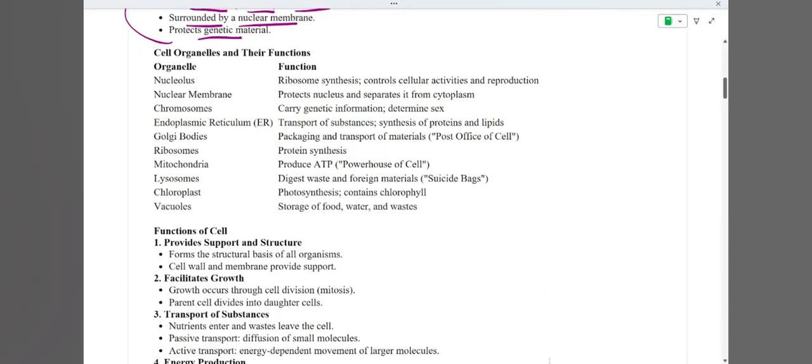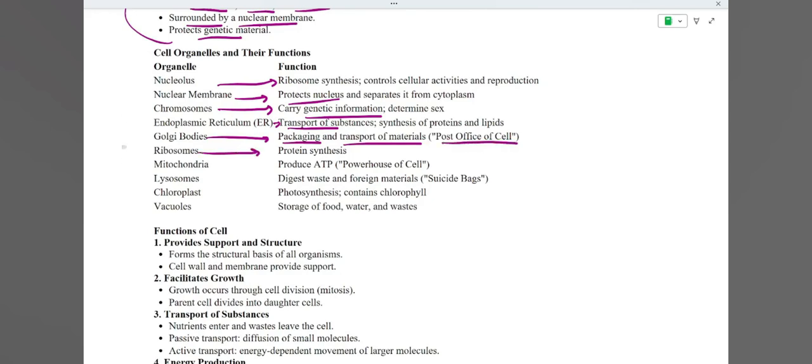Next, if you can see, nucleolus, it is ribosome synthesis, nuclear membrane, it protects the nucleus, and it is the outer membrane for nucleus, and chromosomes, that is carrying the genetic information, endoplasmic reticulum, transport of the substance from one part to the other part, and Golgi body, that is for packaging and transporting of the materials, like it is the post office of the cell, and ribosome is for protein synthesis, and next is mitochondria, that produces the ATP, that is adenosine triphosphate, and next is lysosome, that digests waste and foreign materials.